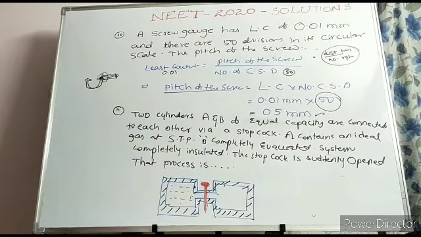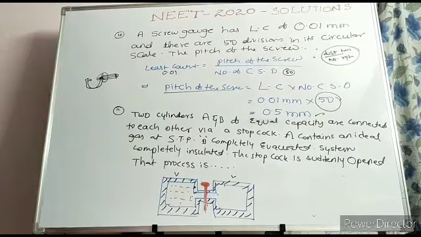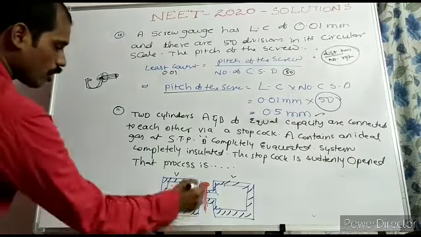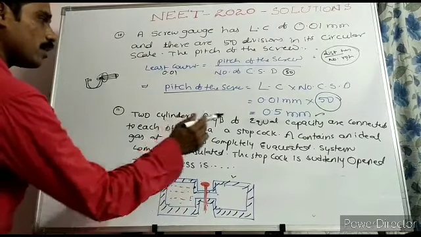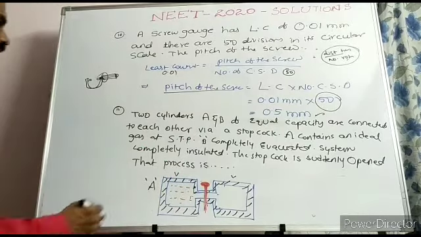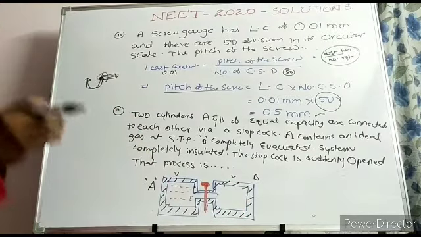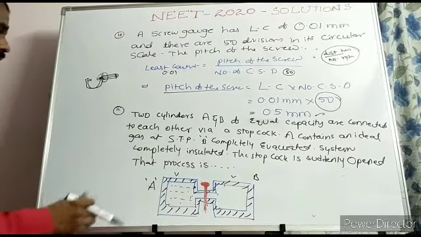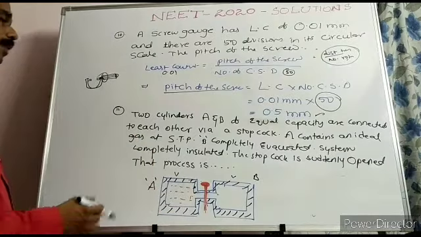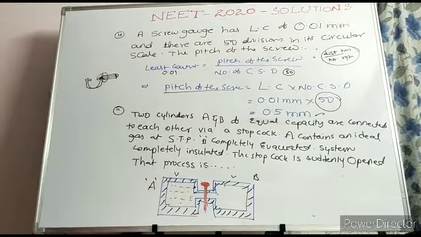Next, another question. Two cylinders A and B of equal capacity, with constant volume, are connected to each other via a stopcock. Vessel A contains an ideal gas at STP conditions, and B is completely evacuated, that is, there is no gas. Whenever the stopcock is opened, the gas will expand and occupy the space of vessel B also.